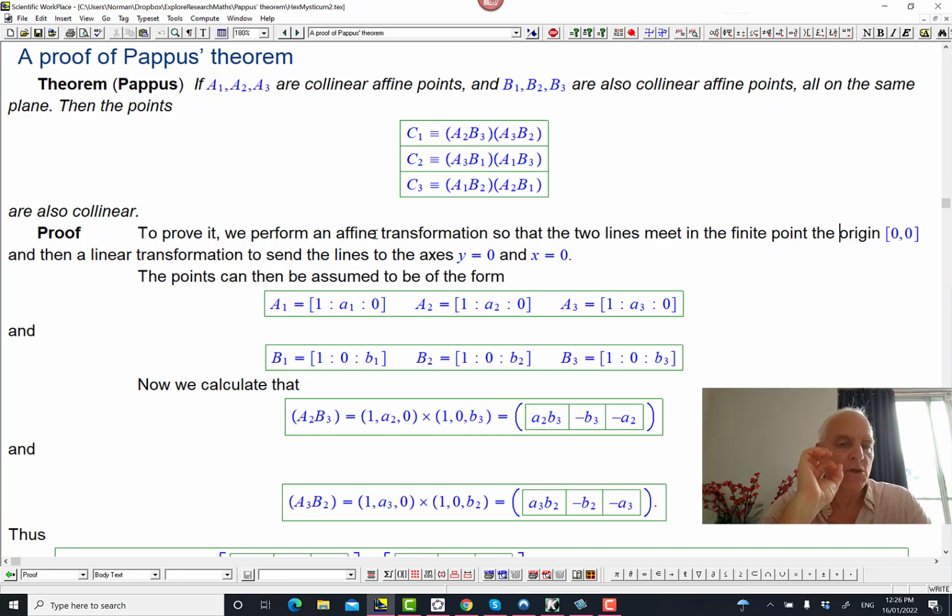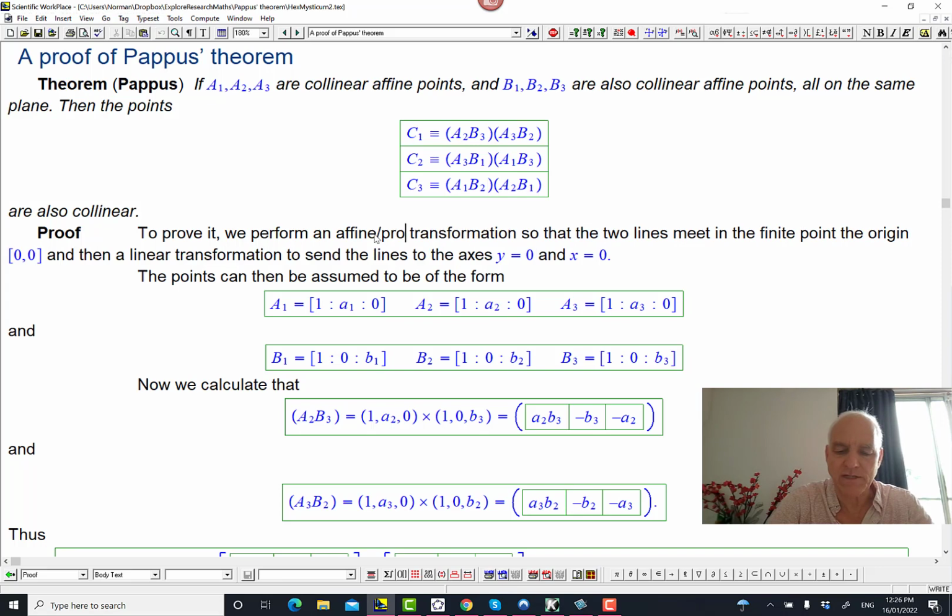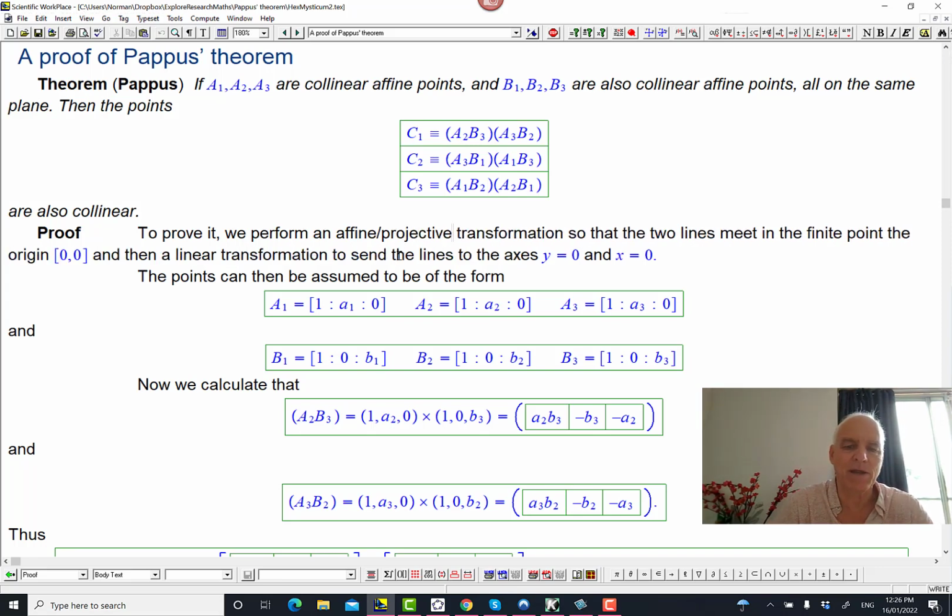Actually, if they don't meet, we could perform a projective transformation to send their meet to the plane. So I might put projective here. There's more to be said here, but I don't want to get into the projective geometry side of things. In any case, we're taking these 2 lines and translating them so that the meet of these 2 lines is the origin. And then we're going to perform a linear transformation, which keeps the origin where it is, and allows us to send these 2 lines to any other 2 lines through the origin, in particular to the axes, the x-axis and the y-axis.